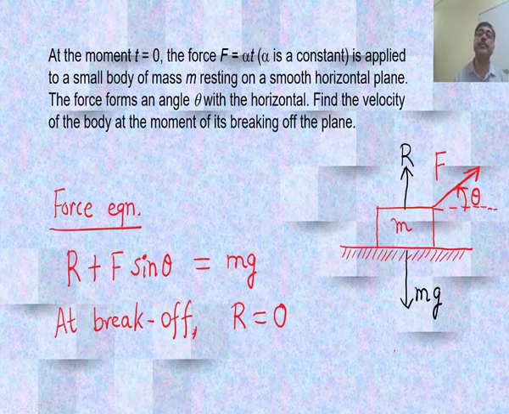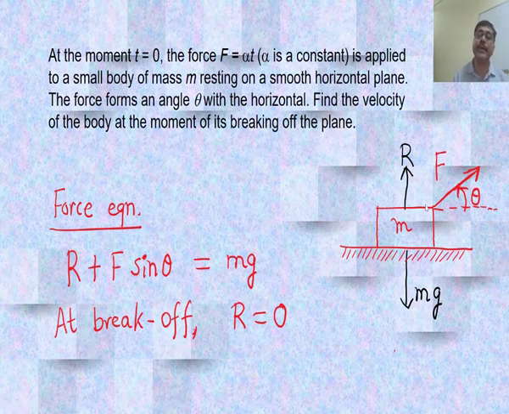It's a similar problem to the one that we have done. However, the force is no longer parallel to the ground. In this case, it is making an angle theta. Find the velocity of the body at the moment of its breaking off the plane. What does it mean by breaking off the plane? It just means that the mass m will leave the ground. This is the point at which we need to know the velocity.